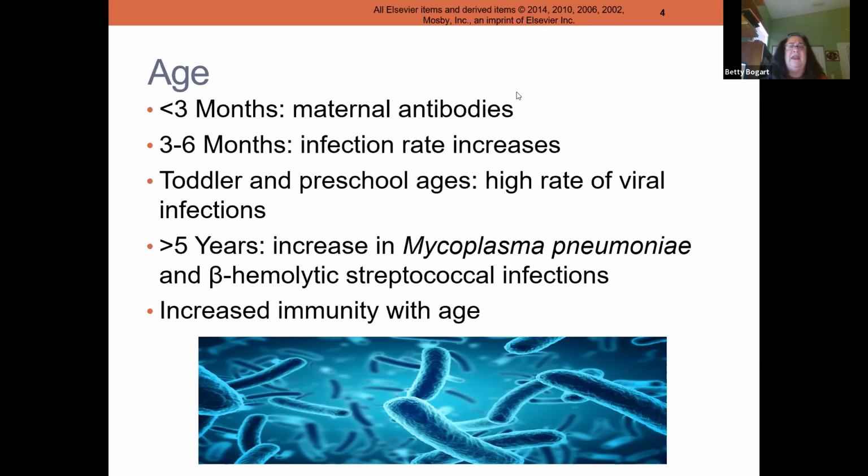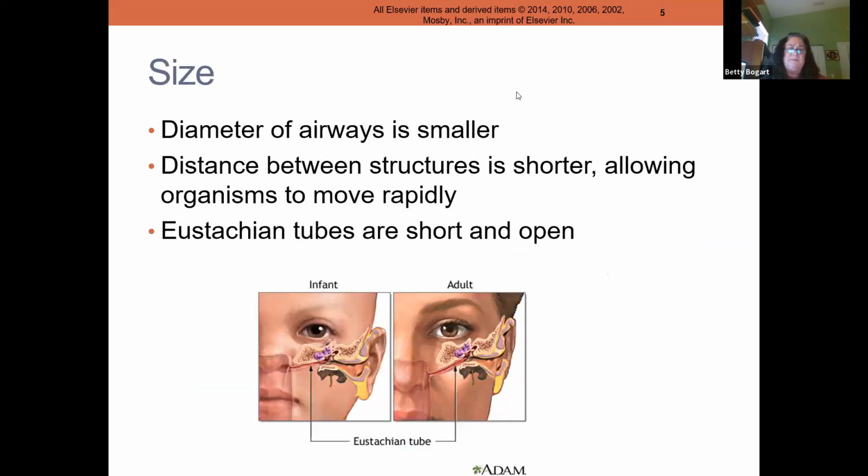After 5 years, it gets to be more of your bacterial, because your viral immune system is getting better. We know as you get older, I get older, children get older, you're going to come in contact with these viruses and your body is going to build up immunity. So as you get older, you will be sick less because your immune system's better.